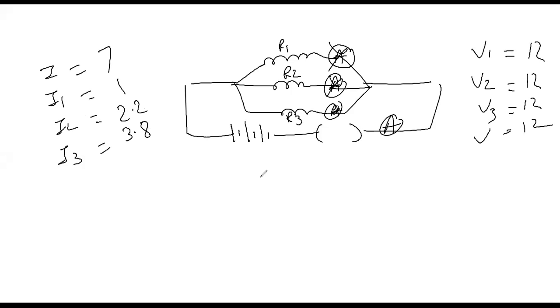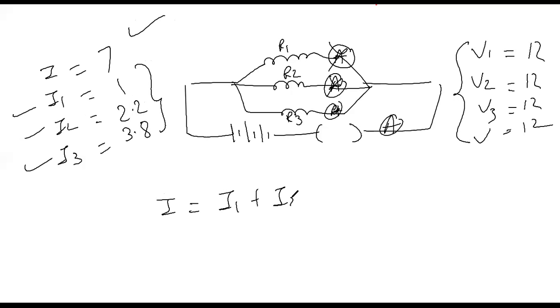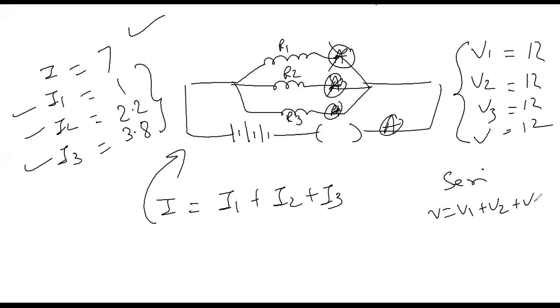So in parallel, what happened? Voltage remained the same, current changed, but the total of this current was the same. 3 plus 2, 5, 5 plus 1, 6, 6 plus 1, 7. So I became I1 plus I2 plus I3 in parallel, whereas in series, V became V1 plus V2 plus V3. Are we understanding? Yes, sir.